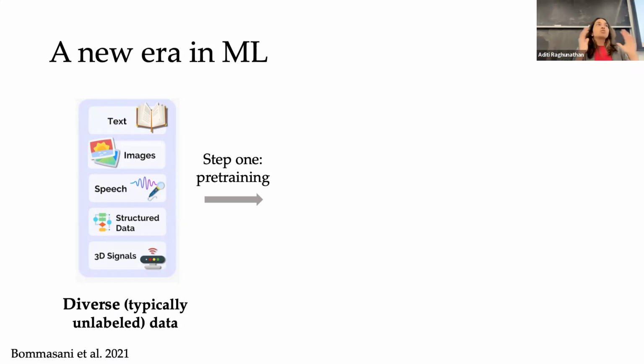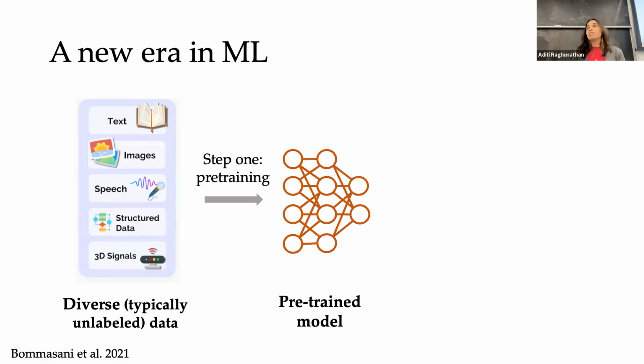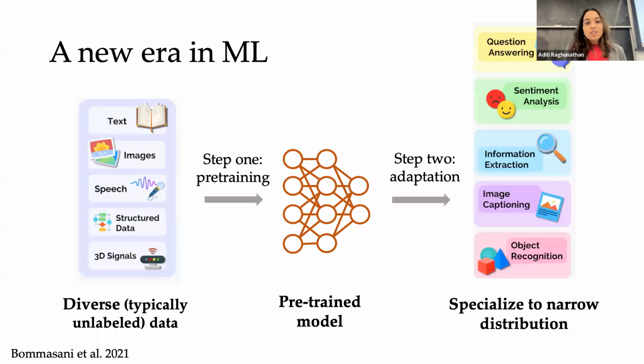And the first step is just to use this data in some manner and get a pre-trained model. And then typically big companies are going to make these pre-trained models. We're going to have these models. And then what do you do? We want to use this model for whatever tasks you want to do with it. And that's the second step of adapting. And so, for example, you can consider many different tasks across different domains that you try to use this pre-trained model to solve. So that's the part where you specialize to a narrow distribution.